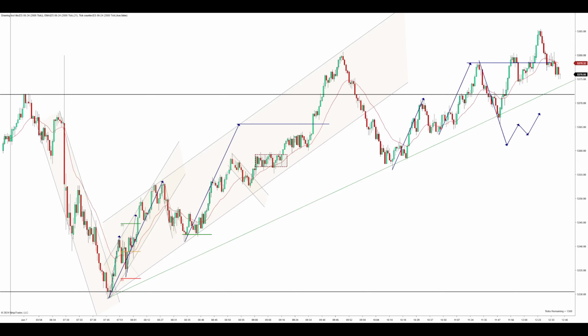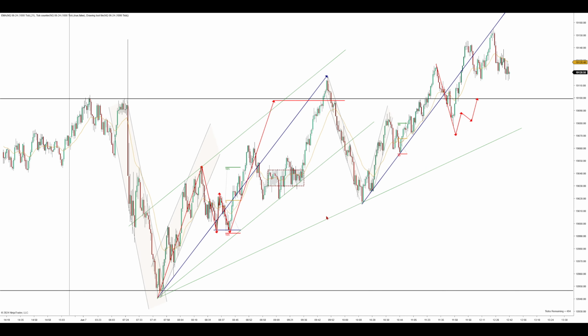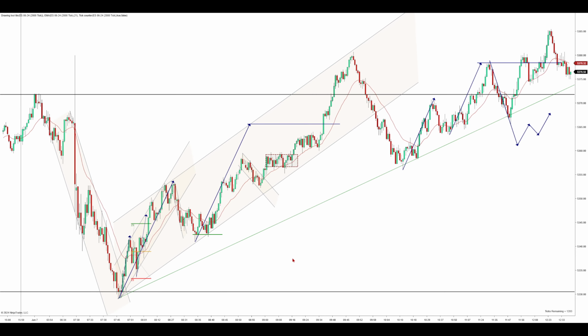Hi everyone, this is the E-mini S&P 500 futures. I'm using a 2000 tick chart and a 21 EMA. I'm also trading the E-mini NASDAQ on a 1000 tick chart, also with a 21 EMA. And so starting off on the ES here, this is our overnight high, this is our overnight low down here.